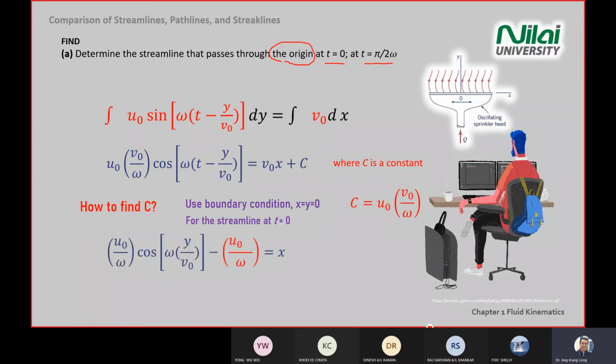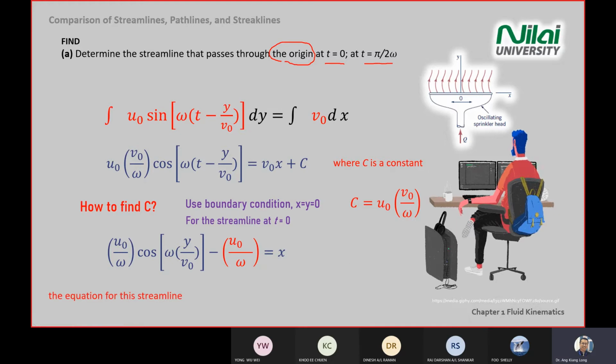After you find a constant, don't leave it there. Just substitute back into the general equation that you find in the middle of the screen, which is the second equation. After you find C, you substitute back and you will get the complete equation, the one that you see on the screen here.